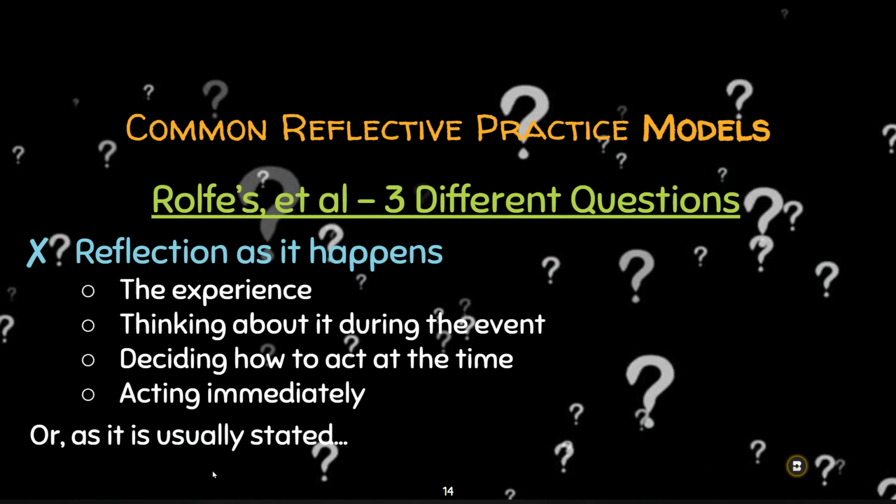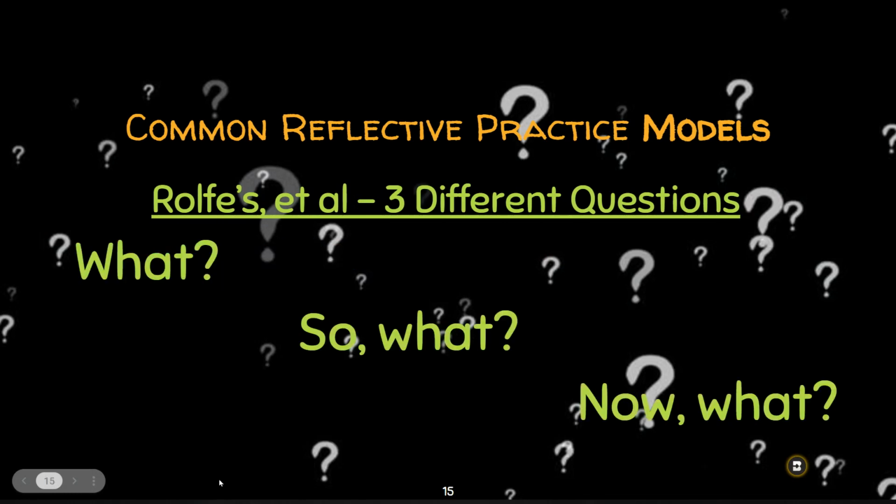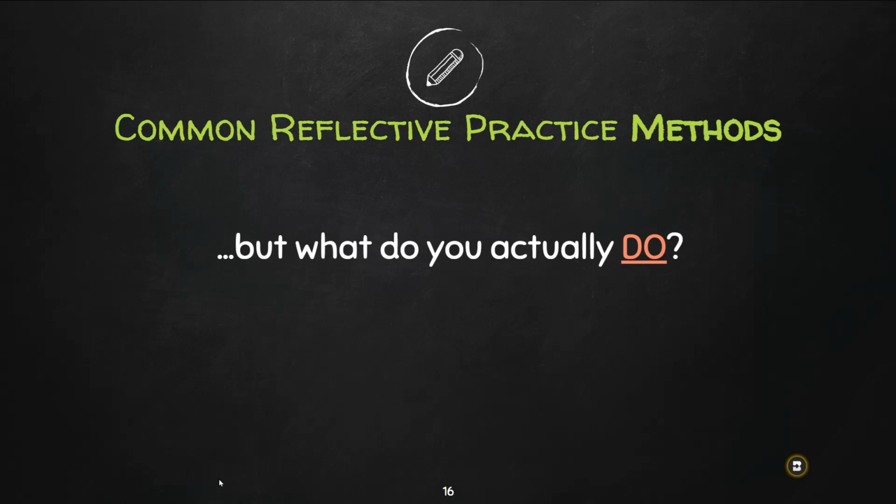Rolfe's model asks 3 different questions. This model closely follows the in action portion of Schoen's model, and it's simple to remember. What? So what? Now what? Rolfe's model is perfect for quick reflections and journaling.